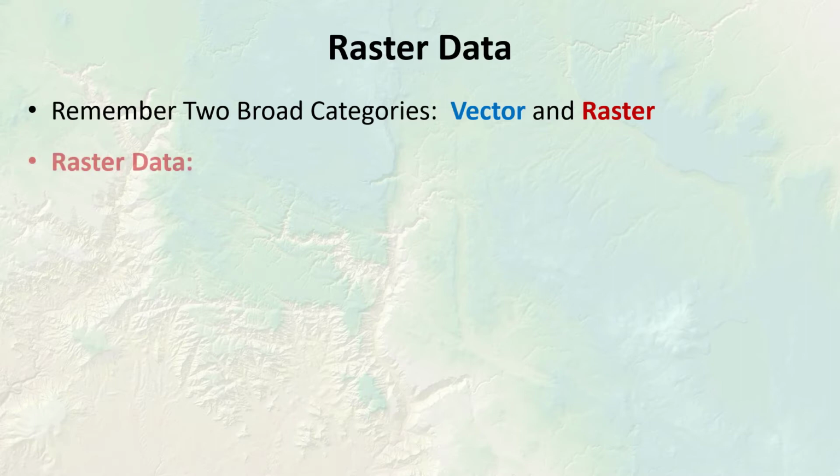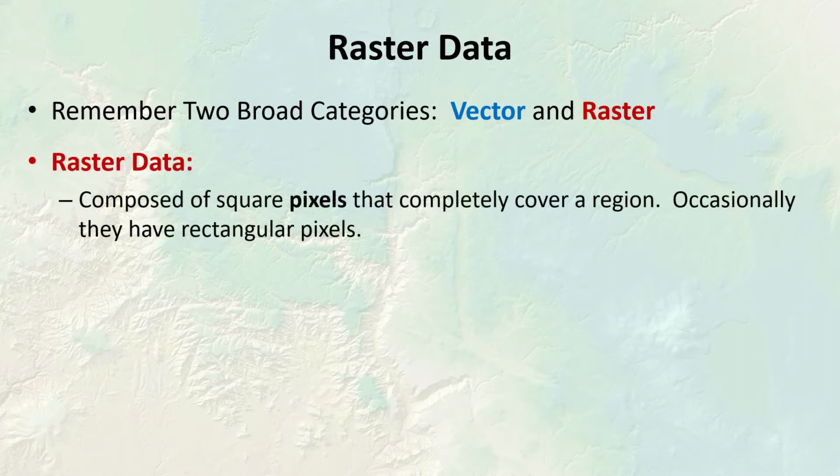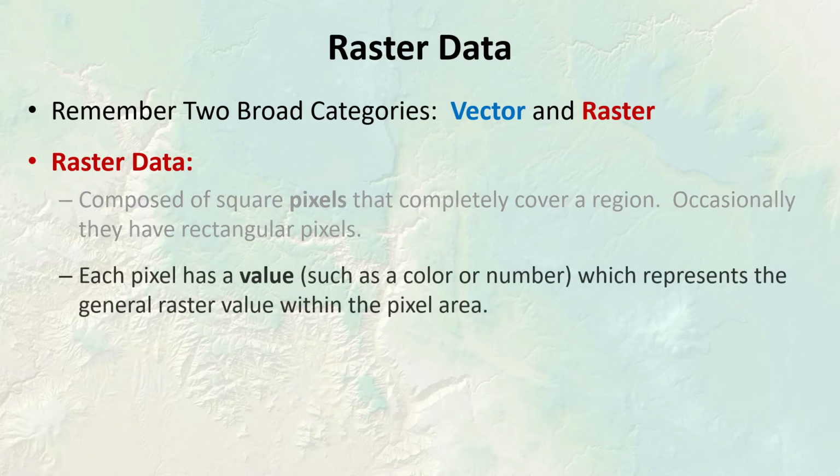Raster is really pretty cool. The difference is it's composed of square pixels that completely cover a region, and occasionally these pixels are rectangular, but that's really rare. In most cases, your raster is going to have square pixels. I'll show you a picture of that in a second. Each pixel has a value, and all pixel values are actually numeric, but sometimes we interpret them as colors. They represent a general value within the pixel area.